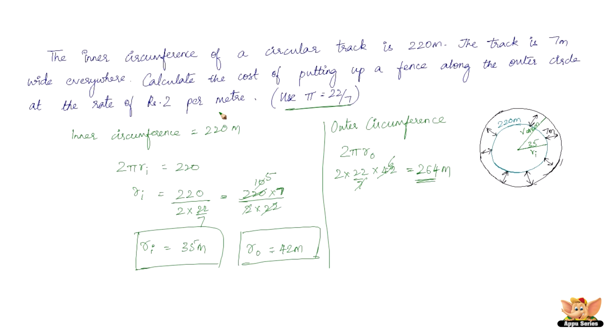So if it costs rupees 2 per meter, the cost of fence, right, it's going to be 264 into 2, which is equal to rupees 528. So the cost of putting up a fence along the outer circle at the rate of rupees 2 per meter is going to be rupees 528. All right, because 1 meter costs rupees 2 and we've got 264 meters to be fenced overall. So just multiply that by 2 and you've got 528.